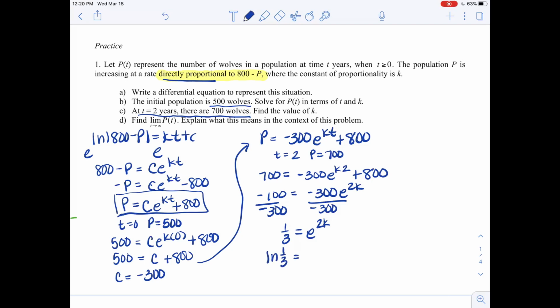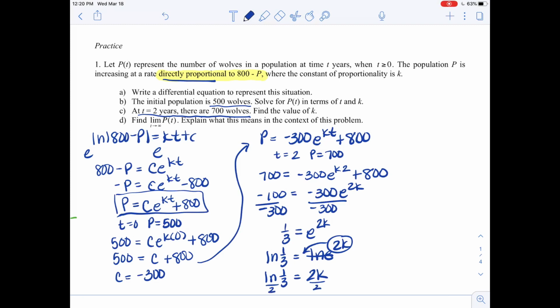At this point, I can now ln both sides. That allows me to bring that 2k down in front. So I have ln of 1/3 equals 2k. And if you recall, ln of e is actually equal to just 1. So pretty much I can just leave that ln of e off. That just multiplied to become a 1.